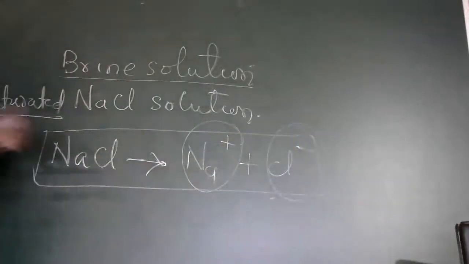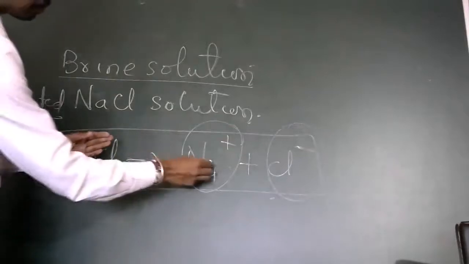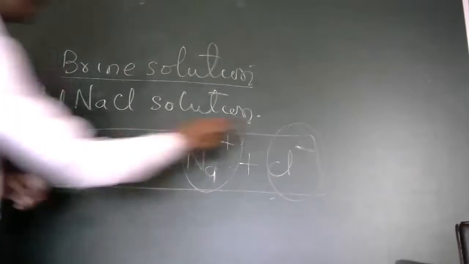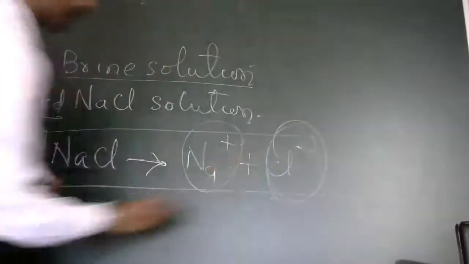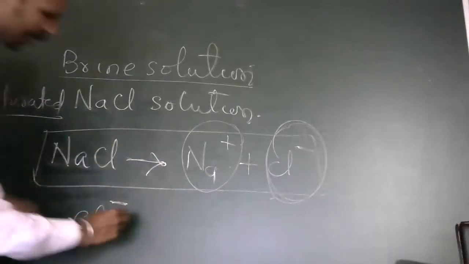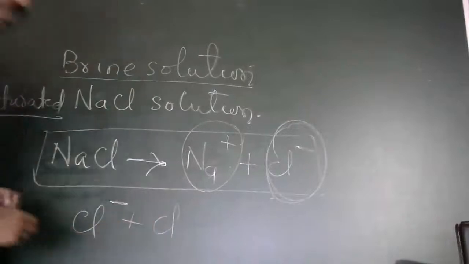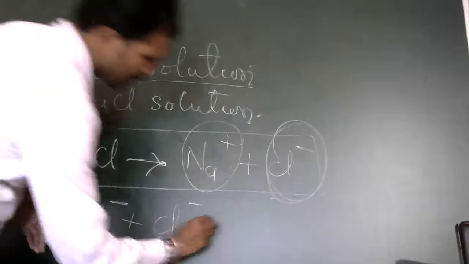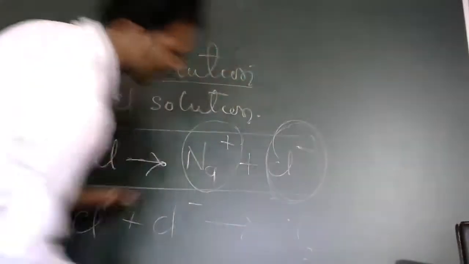So here, chlorine is produced in the process. Cl- is produced. It will react with one more Cl-, if you take one more Cl, so it becomes chlorine. Simply I can tell you, chlorine is formed.